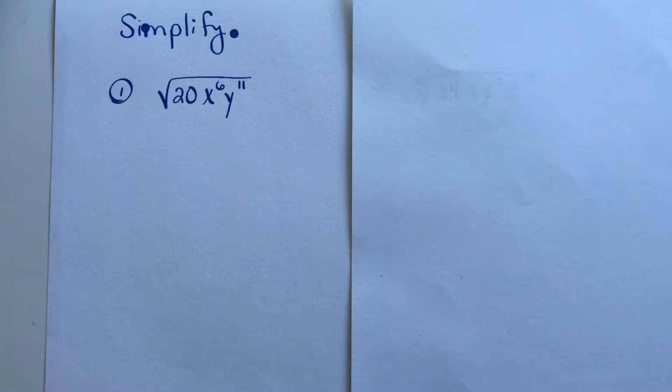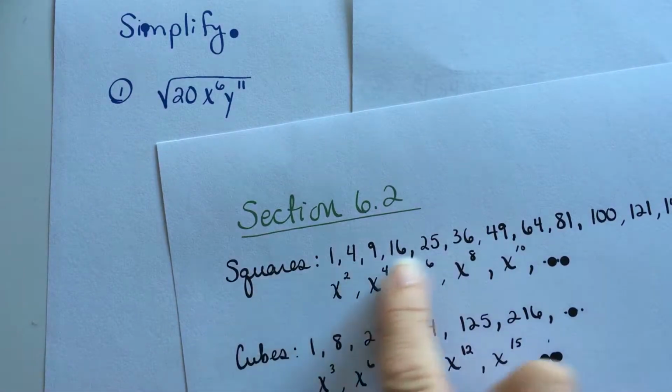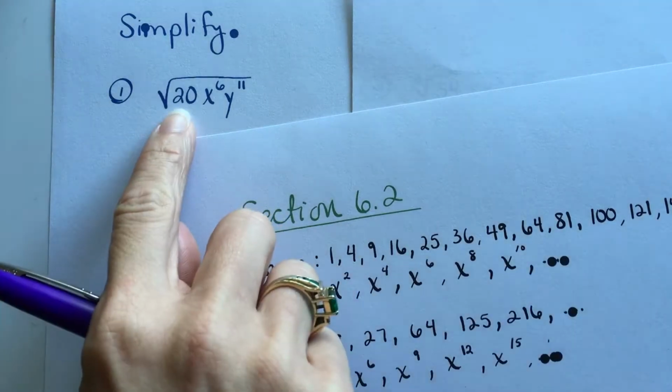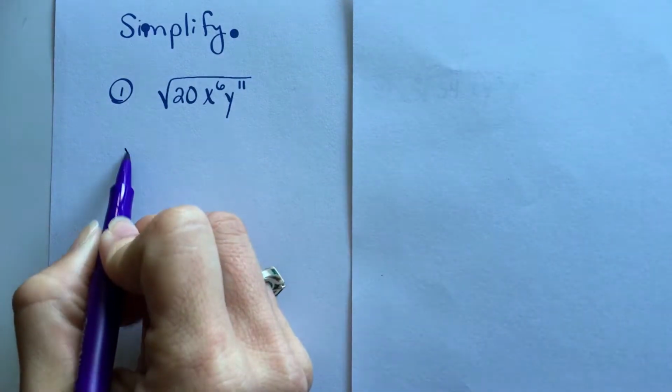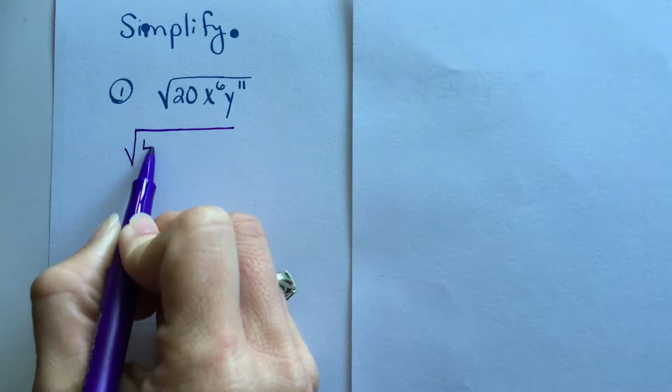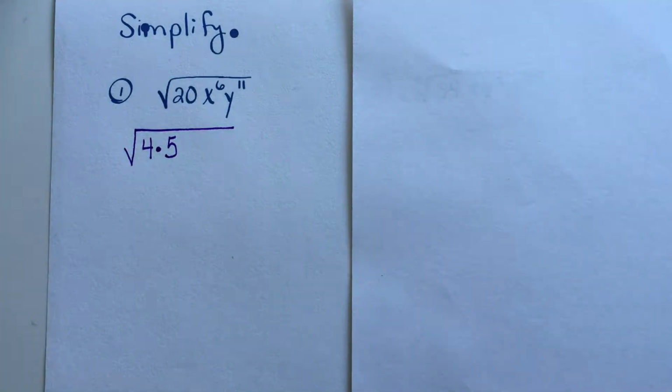Just like I did with that previous example, if there's any number that's on this list, your perfect squares, that will go into 20, then you are expected to simplify it. So I'm going to rewrite the 20 as 4 times 5. Okay? Now let's talk about how to simplify the variables.